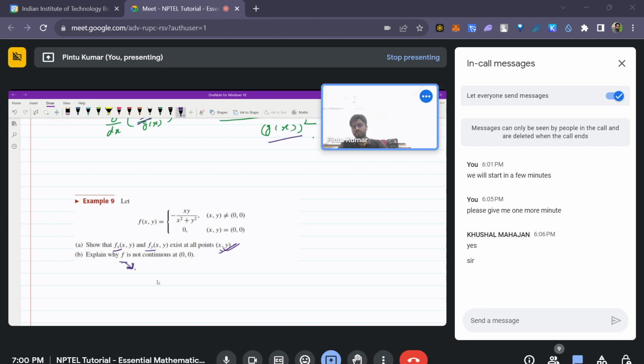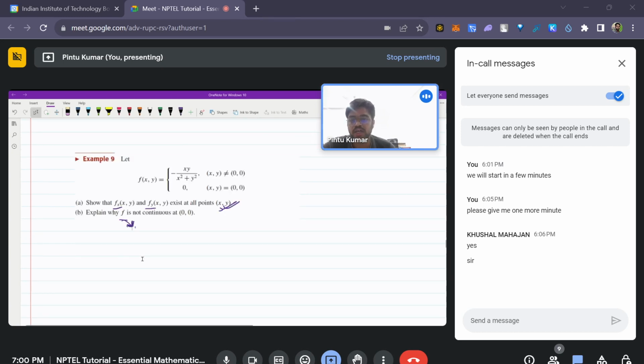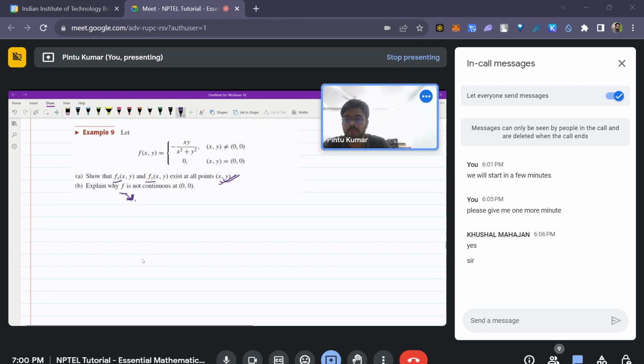So we need to explain this thing. Okay. Okay. So let's look at this thing and let's try to find f of x. Okay. So for f of x, what is the value?